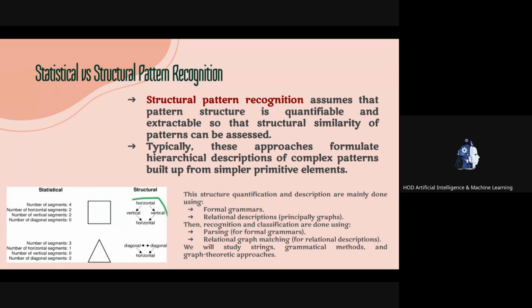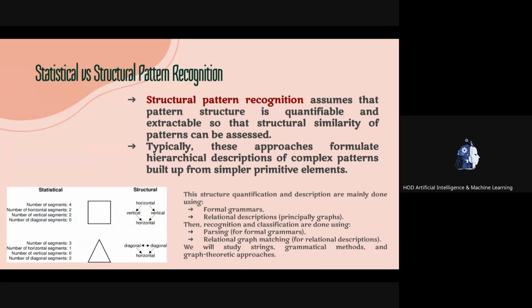These are all structural definitions, okay? And as it is, the system will not be understanding. So in order to make these structural definitions understandable by the system, we need to go for formal grammars. You understand why? I'm just telling the answer for why. Why do we need to go for formal grammars? Why do we need to go for relational descriptions?